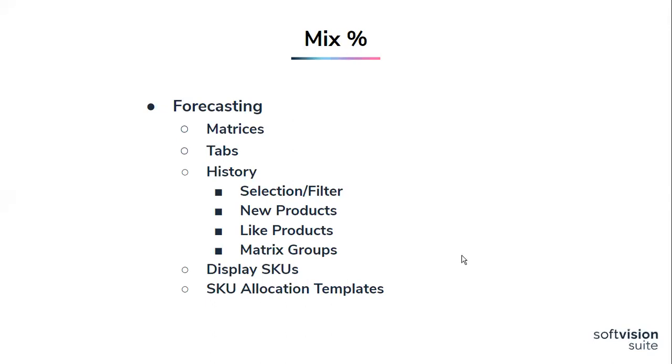So the importance of making sure you are forecasting at your color and size is that you're getting yourself to a smarter forecast. So I'm going to give you a glimpse of some of the screens and tabs and options that we've got as far as the matrices are concerned, the different tabs in the mix percent screen, the several ways that you can look and compile history to determine a basis for your mix percent. I'm also then going to show you the display SKU screen and our SKU allocation templates.